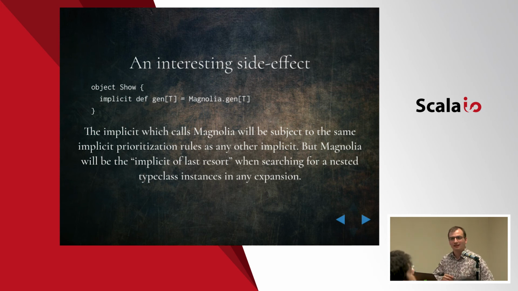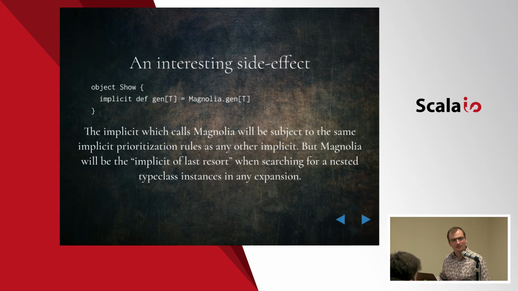What this means is that at the first invocation of Magnolia, the top level one, that will have the priority, and anyone who's had problems with implicit priorities, basically everyone probably, the implicit you define for generating a show, for example, that will have the appropriate priority for wherever it's placed. If it's in the companion object, it's in implicit scope. If it's in local scope, it'll have higher priority. So that is totally unsurprising. Just a good thing. But any nested invocations, it will only ever use Magnolia for those as a last resort. So it is the implicit of last resort where it is being called recursively.